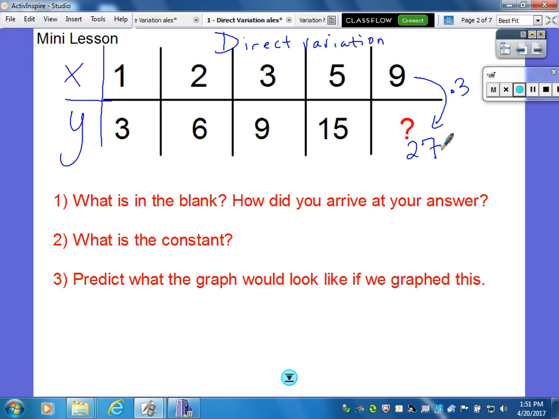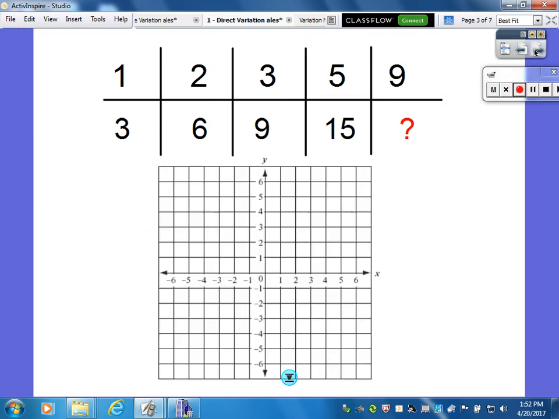So the constant is that number that kept repeating. So we're multiplying by 3, we multiply by 3, we multiply by 3, so our constant is 3. Now let's go and see what the graph of this would look like. So if I graph my first one, 1, 3, graph my second one, 2, 6, my next one's off the graph, my next one's off the graph, so I'm actually out of things I can graph, but I want to write the equation of the line.